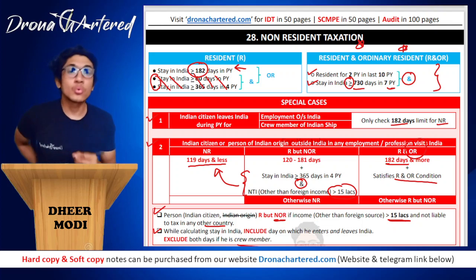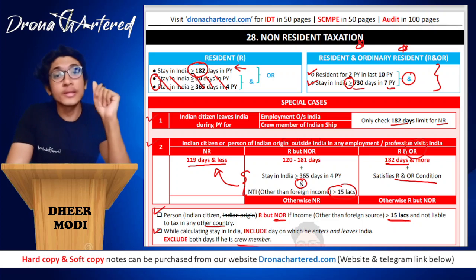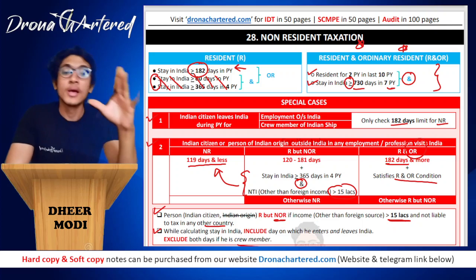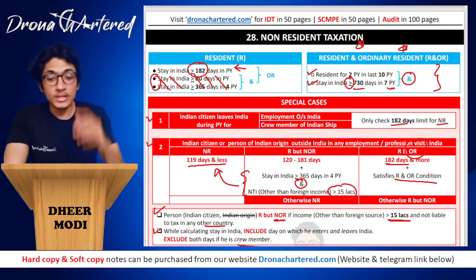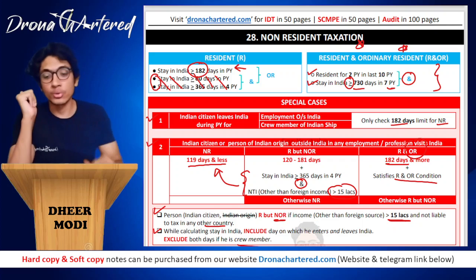That means only in case of crew members will both of these days, that is the date of arrival and date of departure, both of them be excluded. Otherwise, for everyone else, both of these days will be included while calculating.